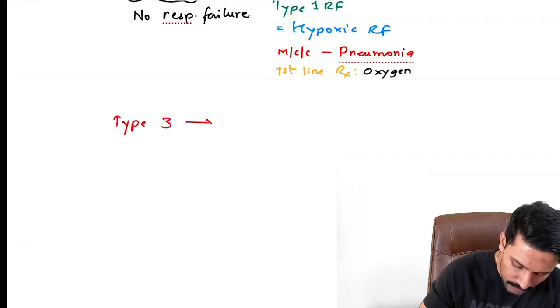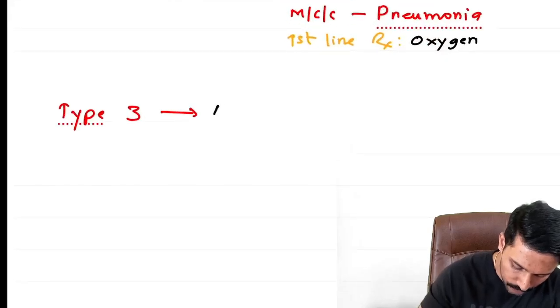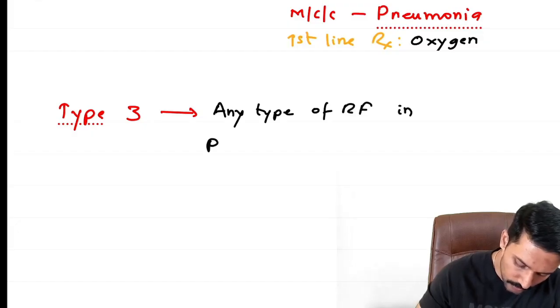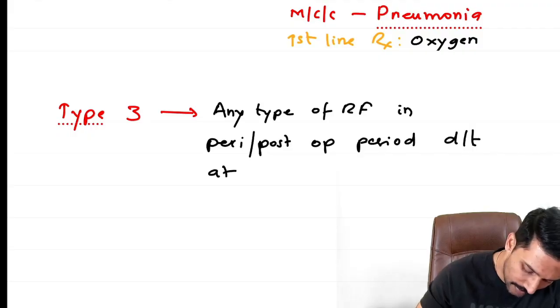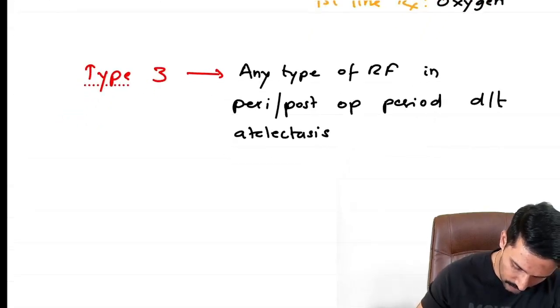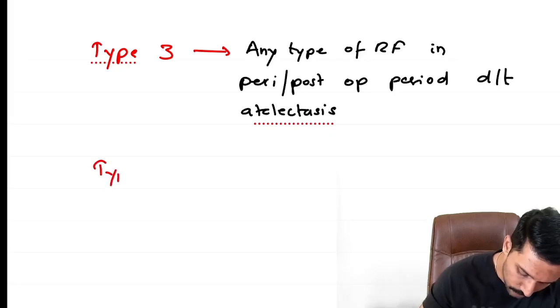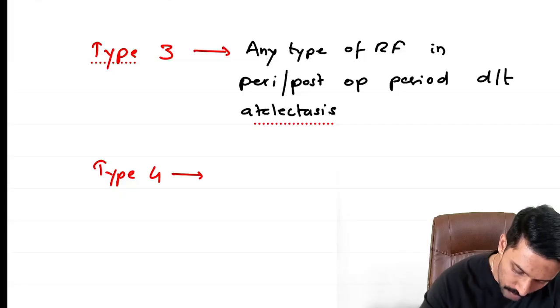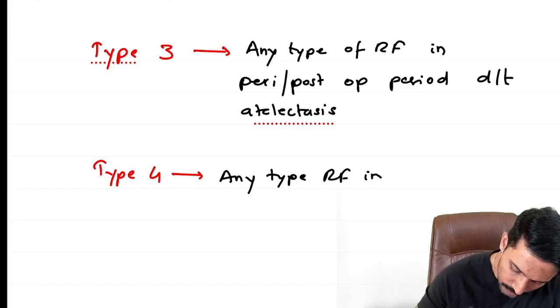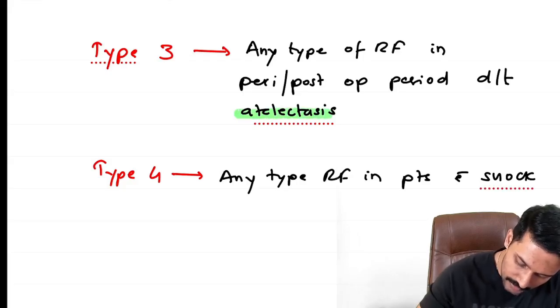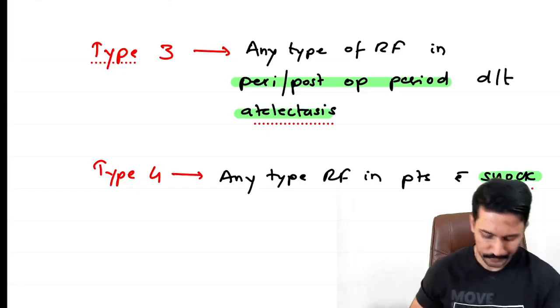Now, there are two more subtypes of respiratory failure. Type 3 is any type of respiratory failure that occurs in the peri or post-operative period. It could be type 1 or type 2. And what is the reason for it? Due to atelectasis or collapse of the lungs. And what is type 4? Type 4 is any type of respiratory failure in patients with shock. So the key points to remember: atelectasis, peri-post-operative period, shock.